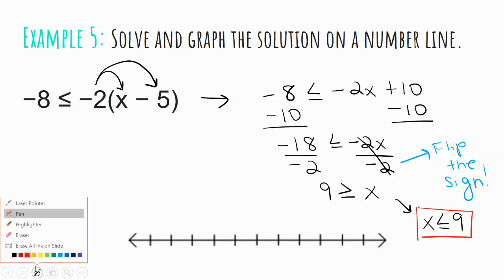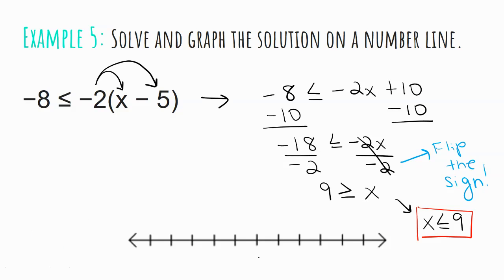Okay? Last step, got to graph. So 9, we'll do 11, 13, this is 7, 5, so on and so forth. Now I'm going to have a closed circle at 9, because this is less than or equal to, right? So I got to color that in. And then since it's less than, I'm going to go to the left. Ooh, that was a bad line. But you get the point.